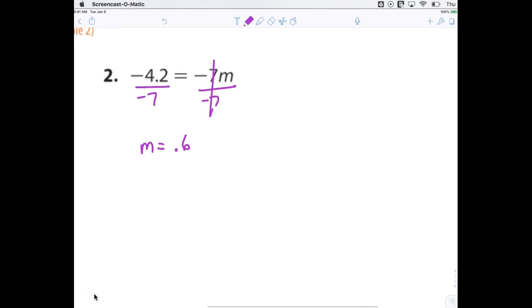But let's say for whatever reason, you weren't 100% sure about that. I want you to write this on your paper: 4.2 over negative 7. Believe it or not, you can still move the decimal over one spot. When you move it over one spot, it would become 42 over 70.